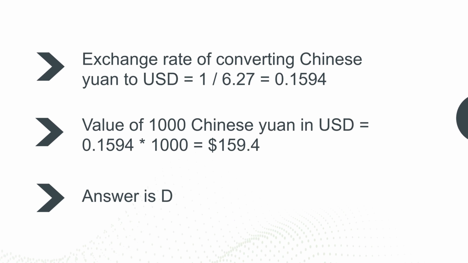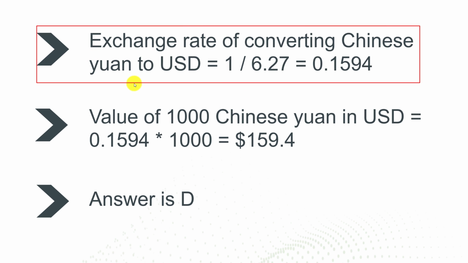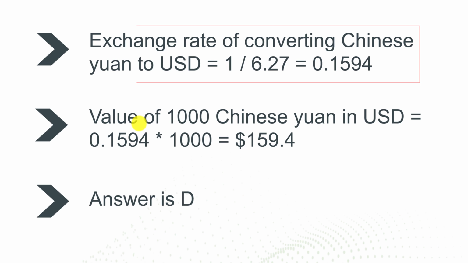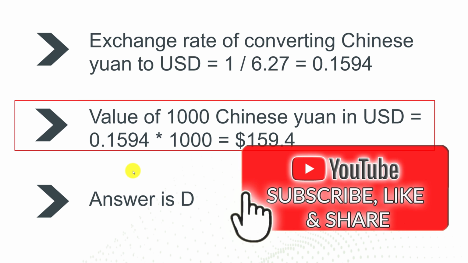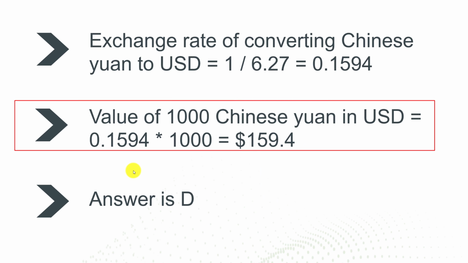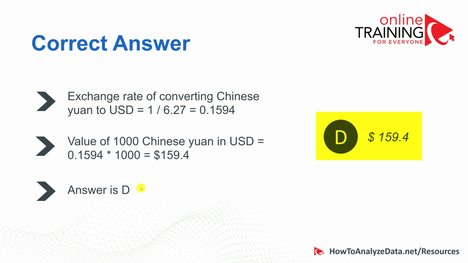To get to the answer to this question, you need to reverse the exchange rate. The exchange rate of converting Chinese yuans to US dollars is 1 divided by 6.27, which is the equivalent of 0.1594, which means that the value of 1,000 Chinese yuans in US dollars is the equivalent of 0.1594 multiplied by 1,000, which is $159.40. So the correct choice is D. Hopefully your selection for this answer was correct.